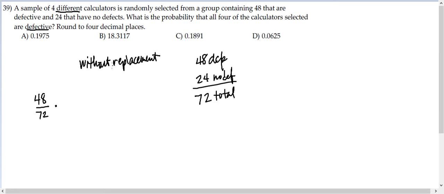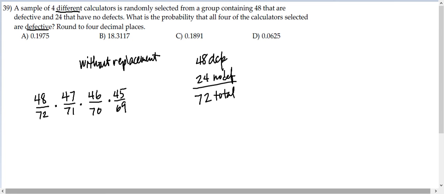Now, since we're doing without replacement, the next time there's only 47 defective ones and only 71 total calculators. And then the next time there's 46 defective and 70 total, and then that drops down to 45 out of 69. And so that is our 4th set of descending fractions.